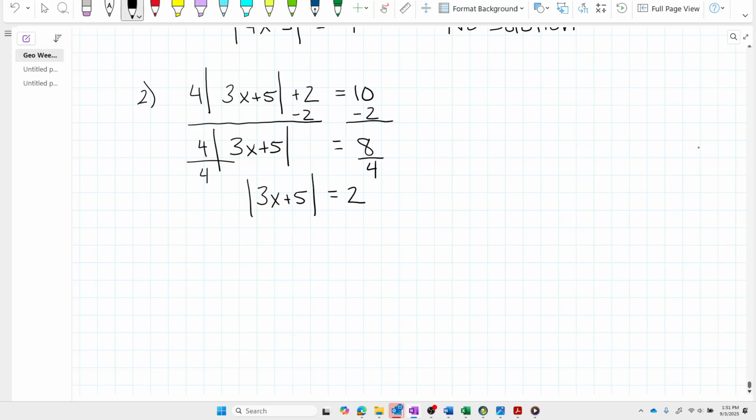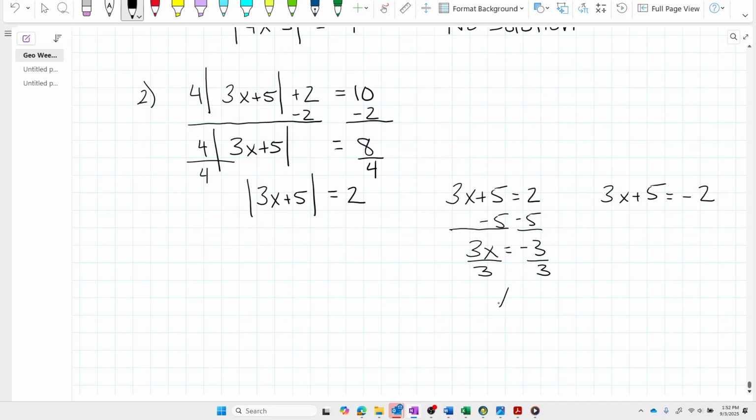When you get to this stage of the problem, you write 2 equations. You write 3x plus 5 is equal to 2, and 3x plus 5 is equal to negative 2. And then solve both of those. So subtract 5 from each side. 3x is equal to negative 3, and divide both sides by 3. Get an x that's equal to negative 1, and subtract 5 from each side. 3x is equal to negative 7. Divide each side by 3, and x equals negative 7/3.